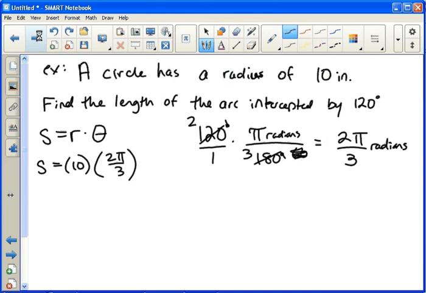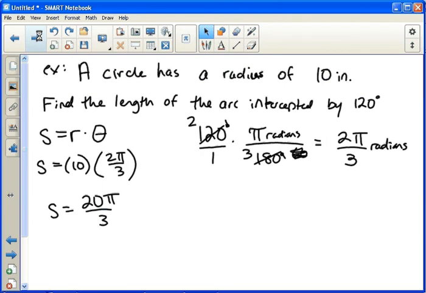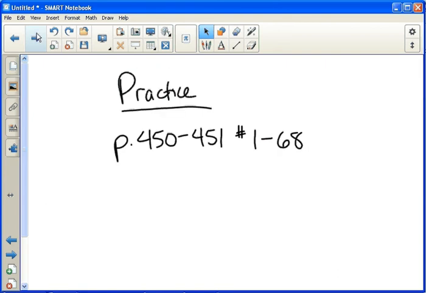Now I know this is a whole lot to do with angles, but a good bit of it should have been reviewed from geometry and other classes, so hopefully you're with it. What I would suggest to you is to go to your book for some practice and look at page 450 to 451. Anything 1 through 68 is a good idea. I would encourage you to try the odds and check those in the back. Obviously, if there's homework assigned in class, make sure you do that.